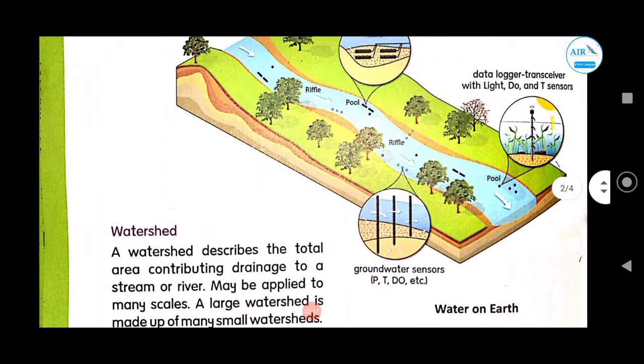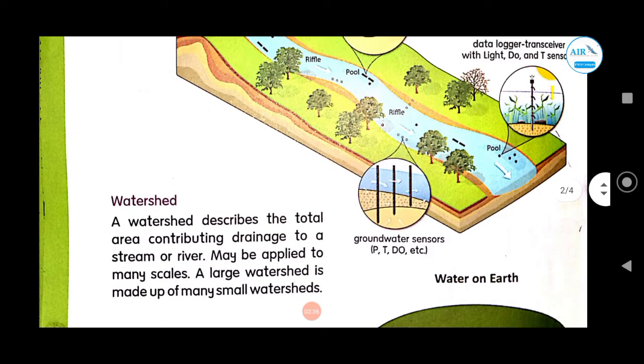Watershed is the total area that contributes to the drainage, meaning the collection of water and passing it through the rivers and streams. तो नदी नालों से जो पानी का गुजरना, वो टोटल एरिया जो ऑक्युपाई करता है एक नदी नाले या चश्मे ये सारे मिलके, दैट इज नोन एज अ वाटर शेड. अ लार्ज वाटर शेड मेड अप ऑफ मेनी स्मॉल वाटर शेड.